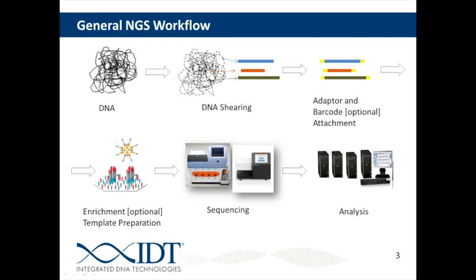So getting started, the general next-gen sequencing workflow begins with genomic DNA, which is then sheared to 100 to 300 base pair fragments, which are then purified. Adapters and barcodes are attached onto these fragments, and then they are enriched as an optional step, followed by template preparation, which is an attachment to beads or solid support, such as the flow cell for Illumina or to beads for 454, Ion Torrent, and SOLiD. The library is then sequenced and then sent on for analysis.